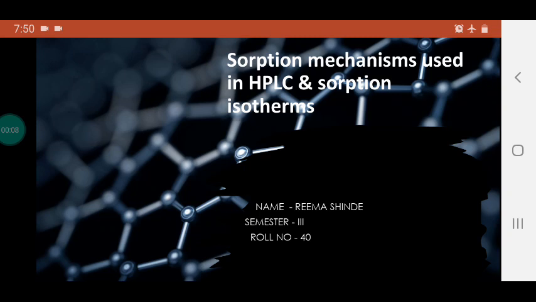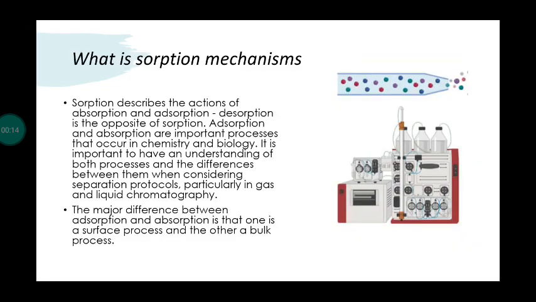My presentation topic is sorption mechanism used in HPLC and sorption isotherm. So let's understand what is sorption mechanism. Sorption is a physical and chemical process by which one substance gets attached to another. The term sorption describes the action of adsorption and absorption.